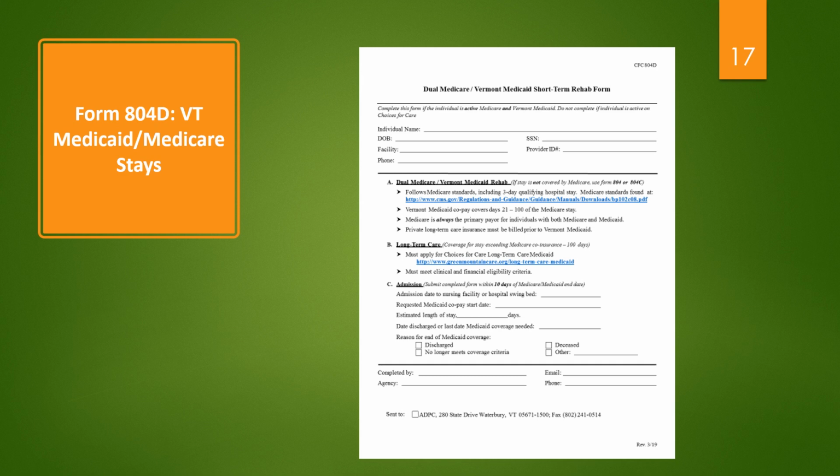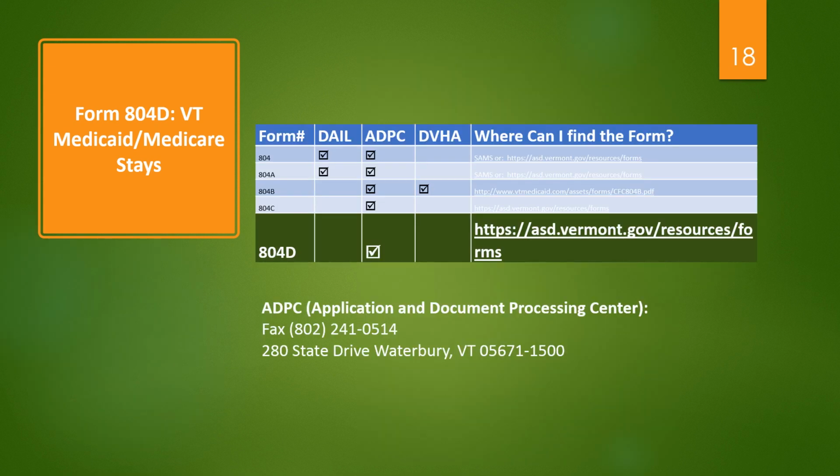To complete Form 804D, begin by entering the individual's name, date of birth, Social Security number, facility, provider ID number, and phone number. Complete Section C within 10 days of the need for Medicaid to pay the Medicare copayment and within 10 days after the end of coverage for both Medicare and Medicaid. Form 804D, Vermont Medicaid, Medicare Stays, is submitted to ADPC.